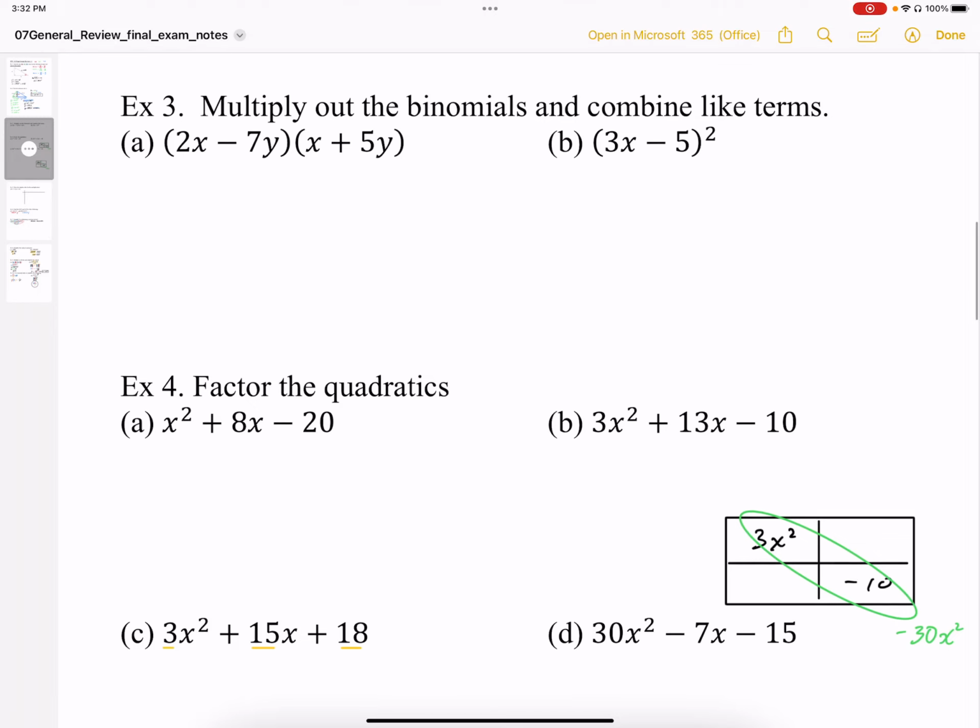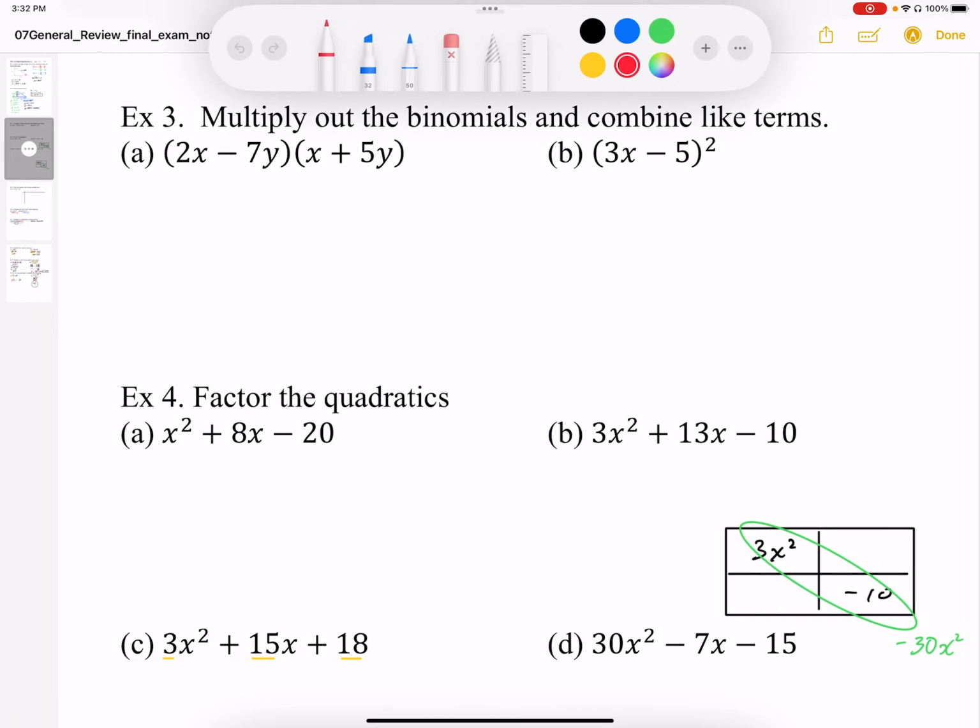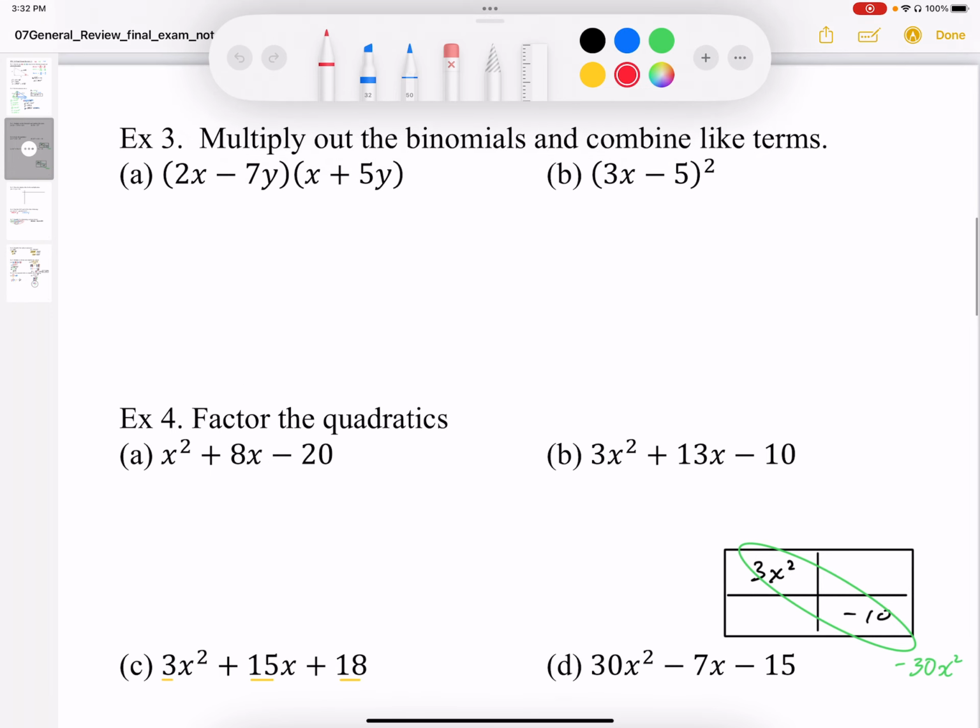For example 3, we want to multiply out these binomials. And since we have times and plus, we have to make sure that we distribute our multiplication across the times and the plus and the minus. So we start with our 2x. We're going to do the first times first. So 2 times x is 2x squared.